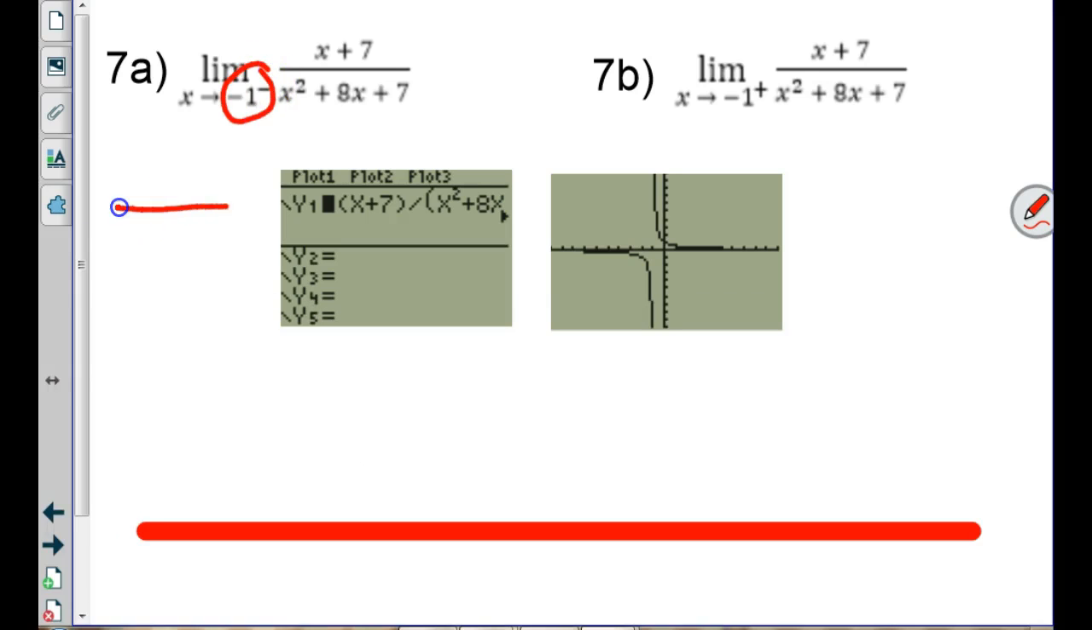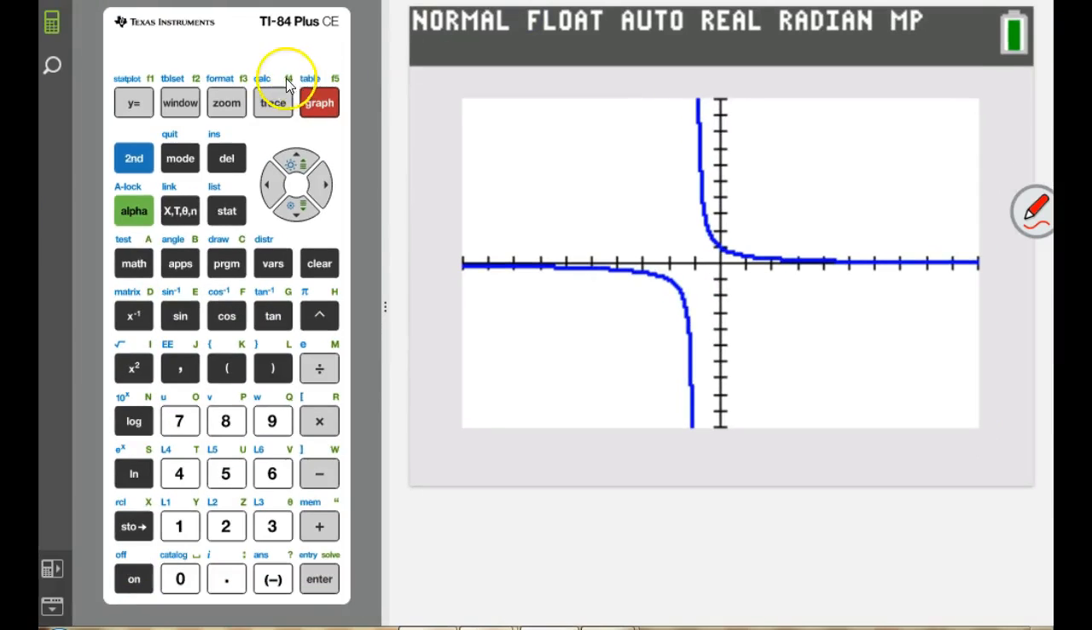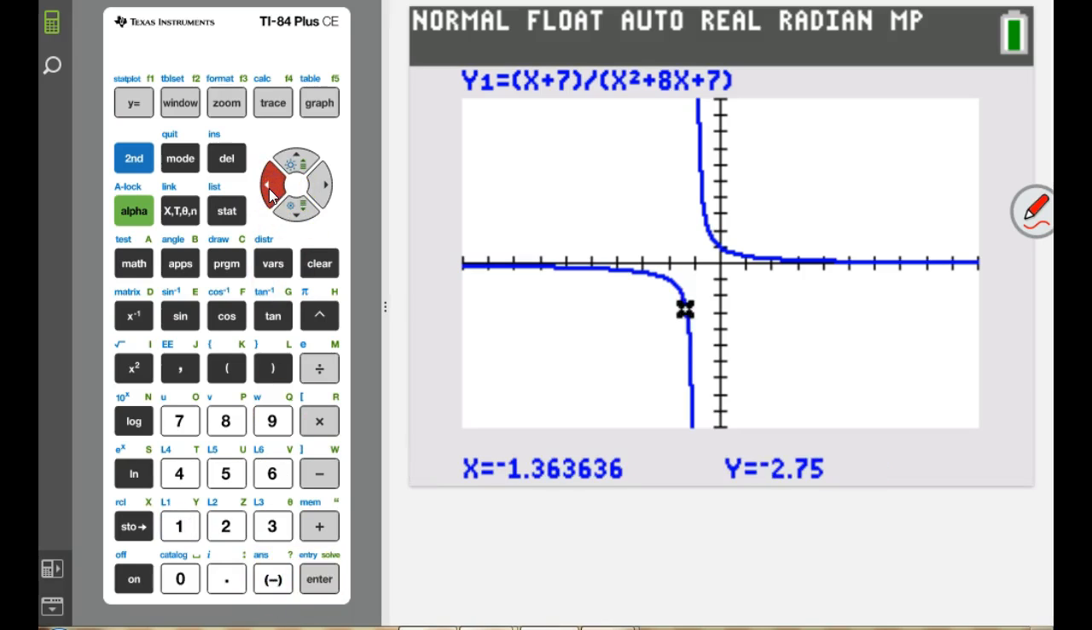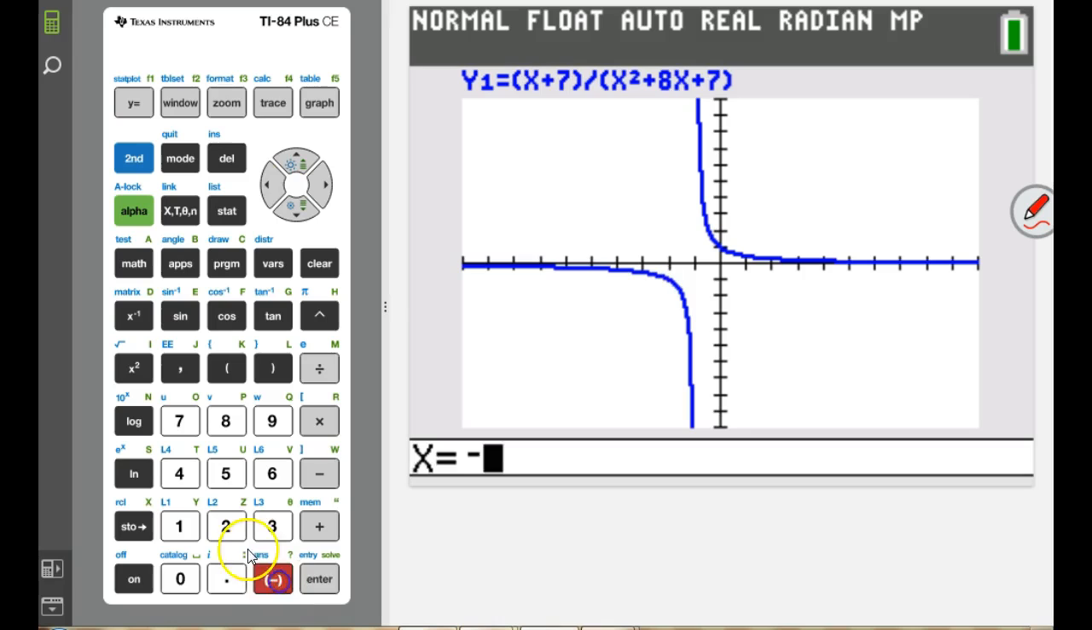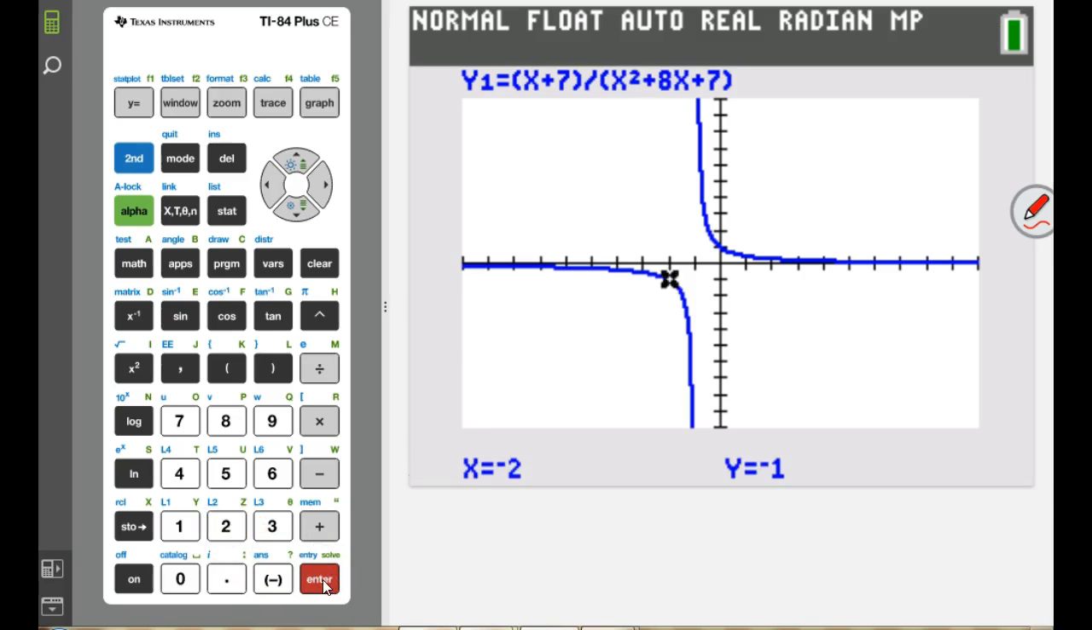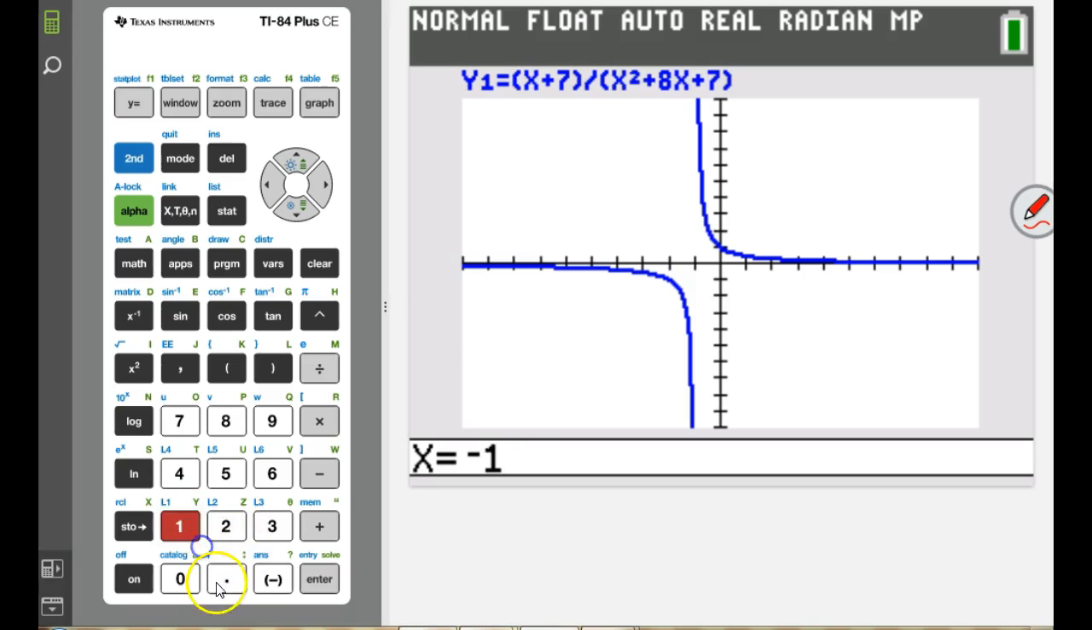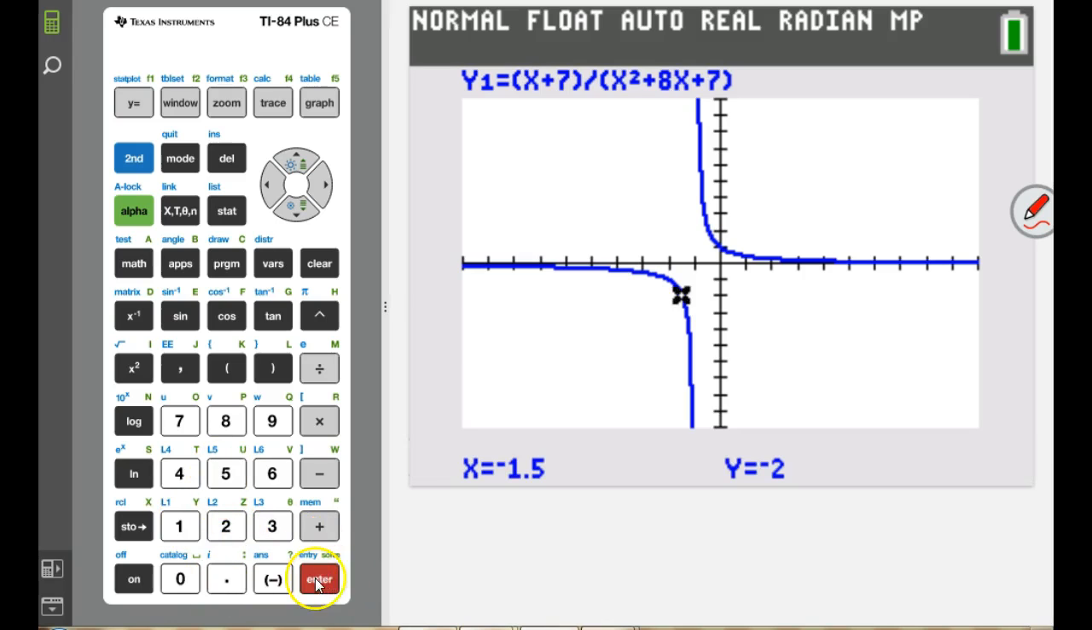-1 from the left. So if I'm thinking about a number line, from the left, I would have like -2 over here, right? -1.5, -1.01. Those would all be to the left. Okay. So if I go to the graph and I just trace, at -1, it's undefined. But if I go off to the left a little bit, what's happening? Okay, here's -2. It's at -1. As I get closer, like -1.5, it's at -2.